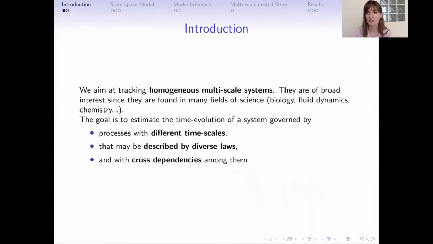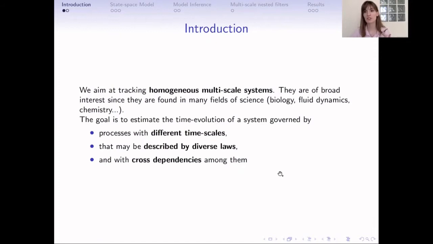And the goal of this work is to estimate the time evolution of a system that is governed by processes with different time scales that may be described by diverse laws or different equations. And also they can have cross dependencies among them.